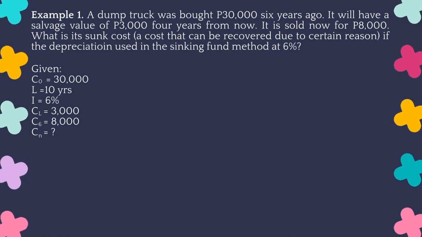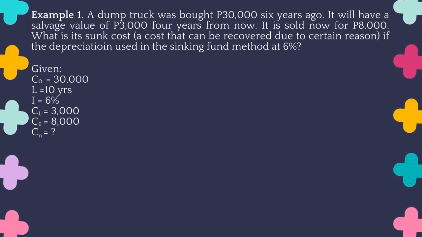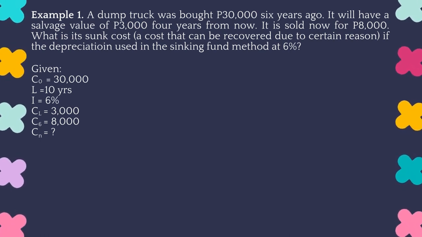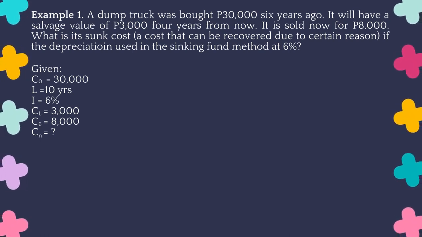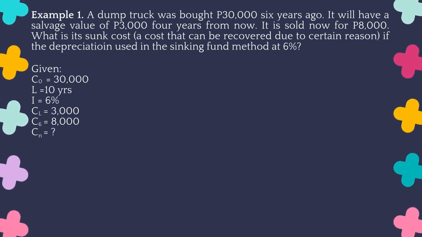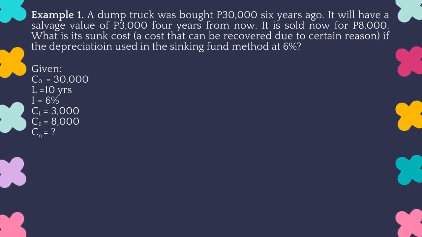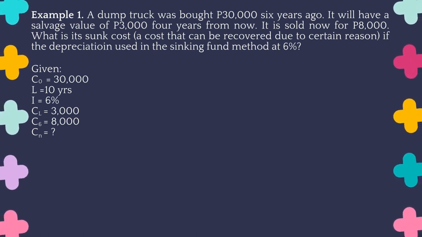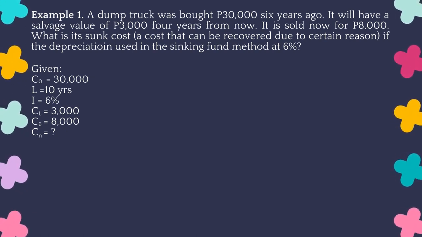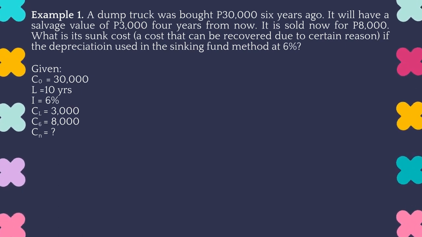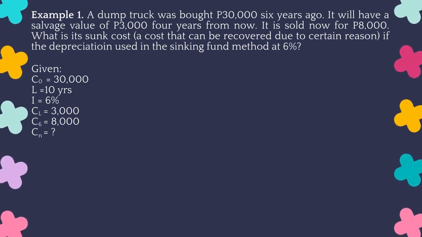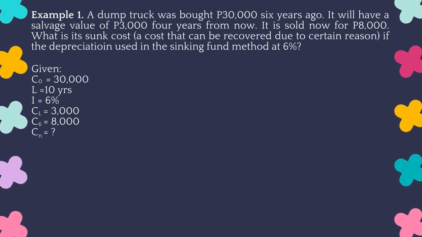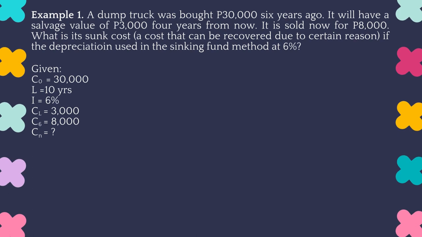So example number 1. A dump truck was bought for 30,000 pesos 6 years ago, and it will have a salvage value of 3,000 pesos 4 years from now. It is sold now for 8,000 pesos. What is its sunk cost, or a cost that can be recovered due to certain reason, if the depreciation used is the sinking fund method at 6%? So here are the given.